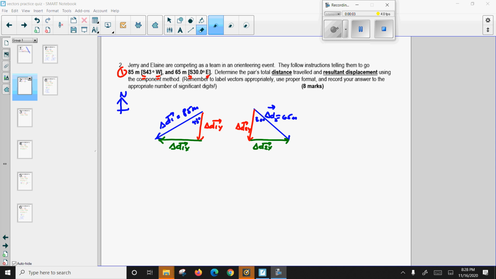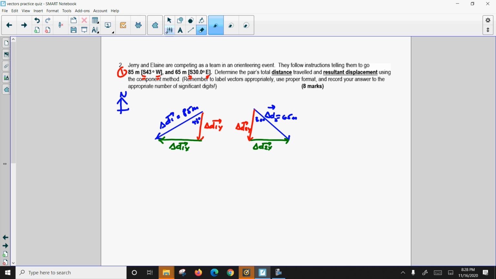Okay, everyone, in this video we're going to be looking at how to use the algebraic method to determine the overall displacement for two different vectors. So what I have here is a trip that had two components to it. I went 85 meters south, 43 west, and then I went 65 meters south, 30 east. I want to know the overall displacement for this entire trip.